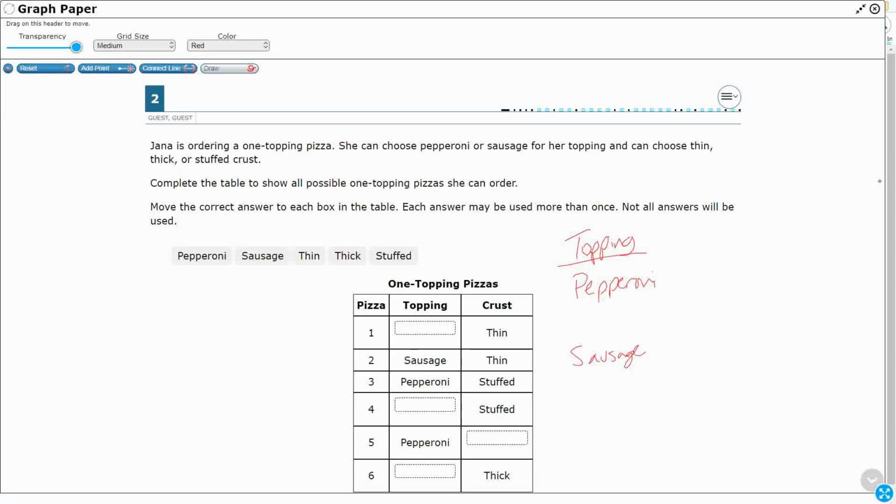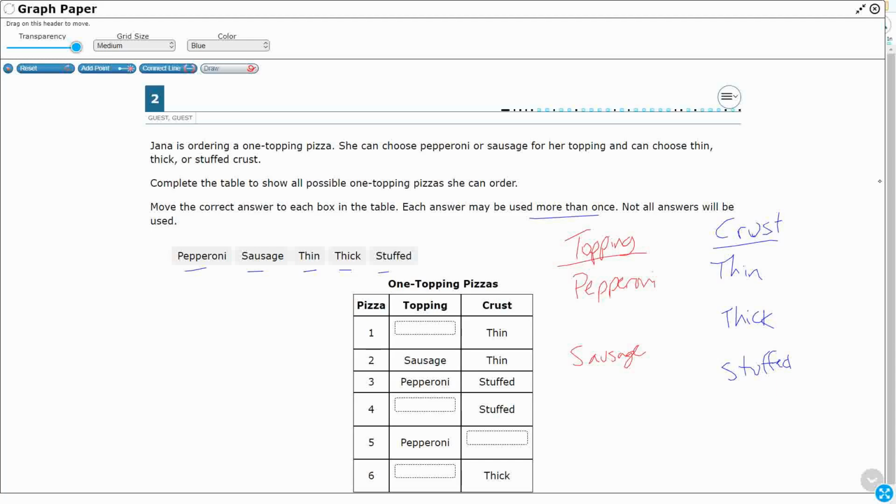And then for our crust, it looks like we've got a few different options here, right? We've got thin, thick, stuffed. So thin, thick, stuffed. Now this is a drag and drop, right? So we've got these different options right here that we can choose, and we might be able to use it more than once here.